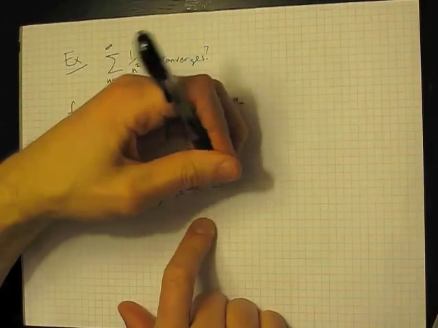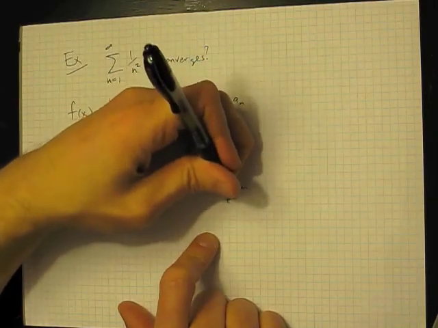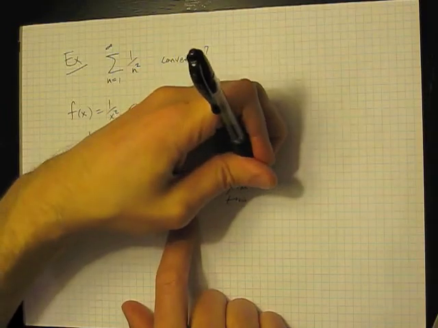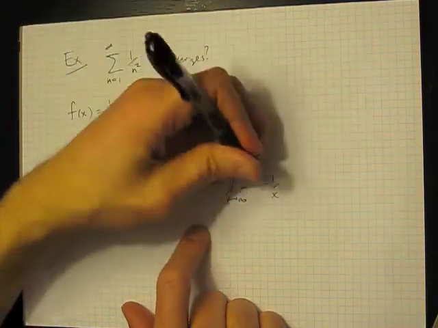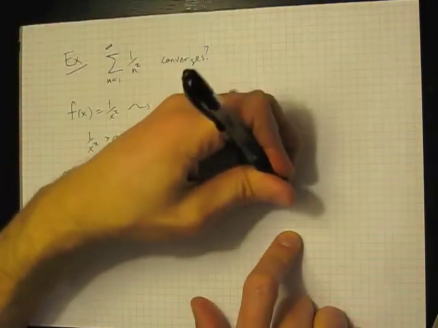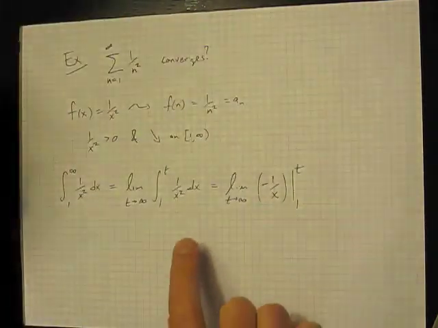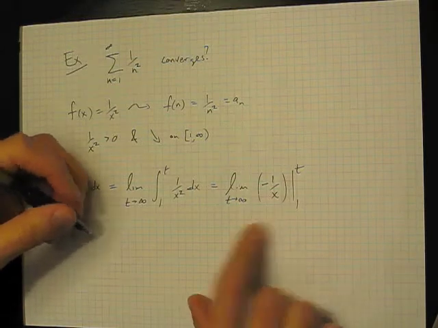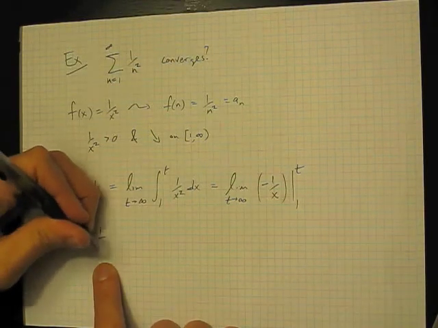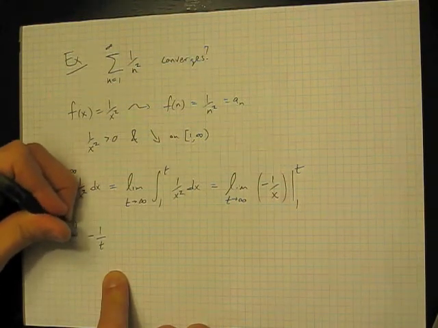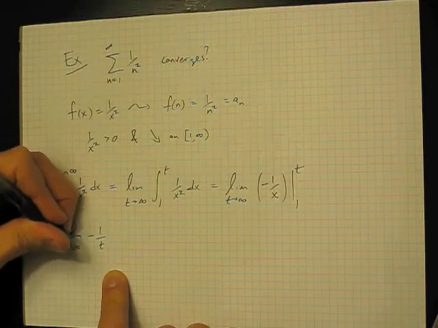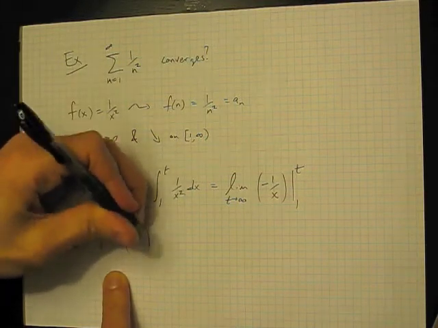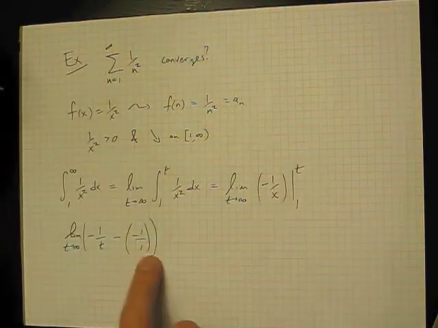So this is the limit as t goes to infinity of the antiderivative of 1 over x squared, which is minus 1 over x. And then we're evaluating this from 1 to t. So when we plug in t, we get minus 1 over t, and then we get minus 1 over 1. So that's plugging in t and plugging in 1.